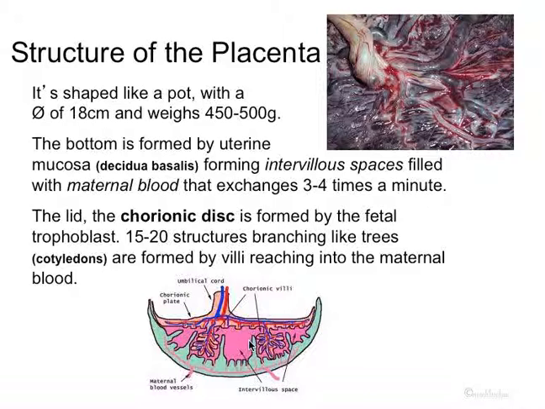And then we have the lid, which is the top here, the chorionic plate, that is formed by fetal trophoblast. So that's that outside cell structure of the blastocyst. We have 15 to 20 structures that branch like trees that are formed by villi reaching into the maternal blood. So these are these things, they go into the maternal blood. And there I have this weird name, cotyledons. I don't know, gotta be French or something.